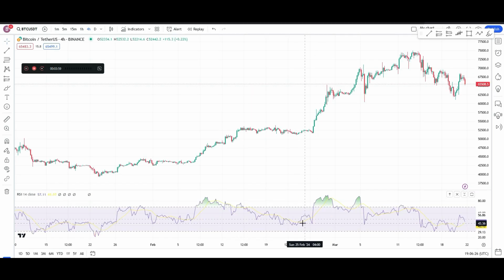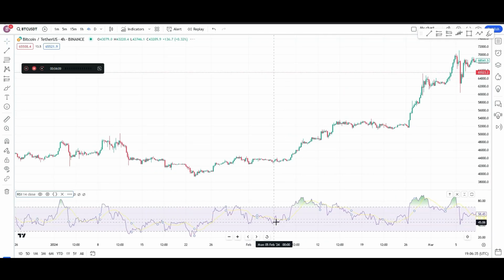Below the 50 mark now, at this oversold region, it gave us a good reason to buy Bitcoin here. Pay attention to when it came to this point here, it gave a good signal. But when it got to this point, it didn't give us a good signal because we are in a bullish trend. So in a bullish trend, you only take a trade when the RSI line comes down below the 50 mark or gets very close to the oversold region.